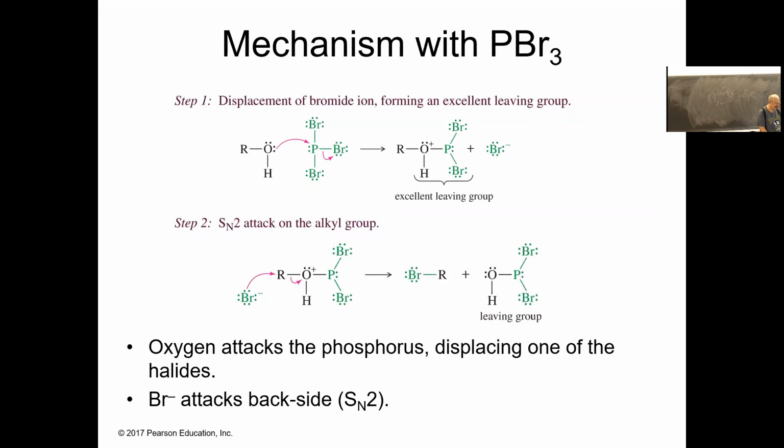And this overcomes a lot of the disadvantages of using HBr or HCl. We don't have carbocation rearrangement. It's a faster reaction. If you think back to the bromobutane, we had to reflux that for about an hour. We don't have to worry about side reactions like elimination.